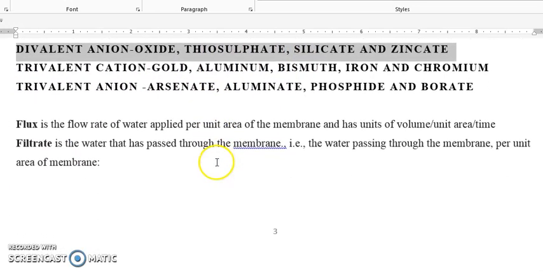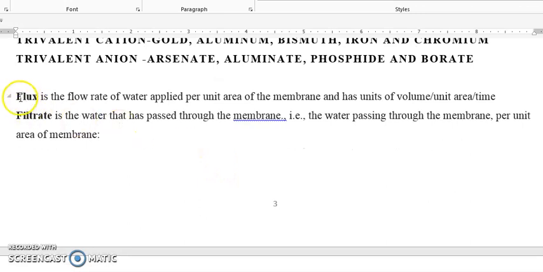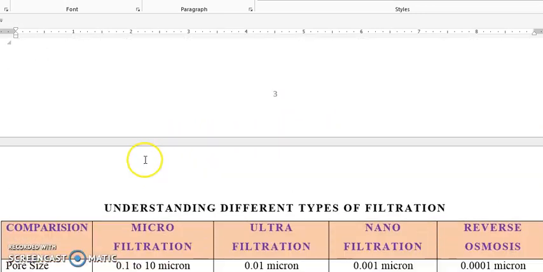Now there is another definition here. What do you mean by flux? Flux is the flow rate of the water which is applied per unit area of the membrane. At what rate you are applying the water to the membrane is flux, right? And the filtrate is the water that has passed through the membrane, the water passing through the membrane per unit area.